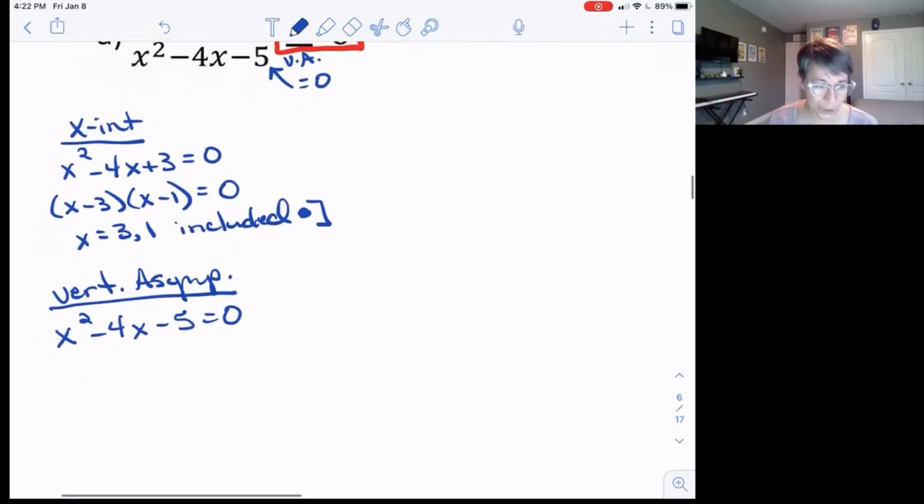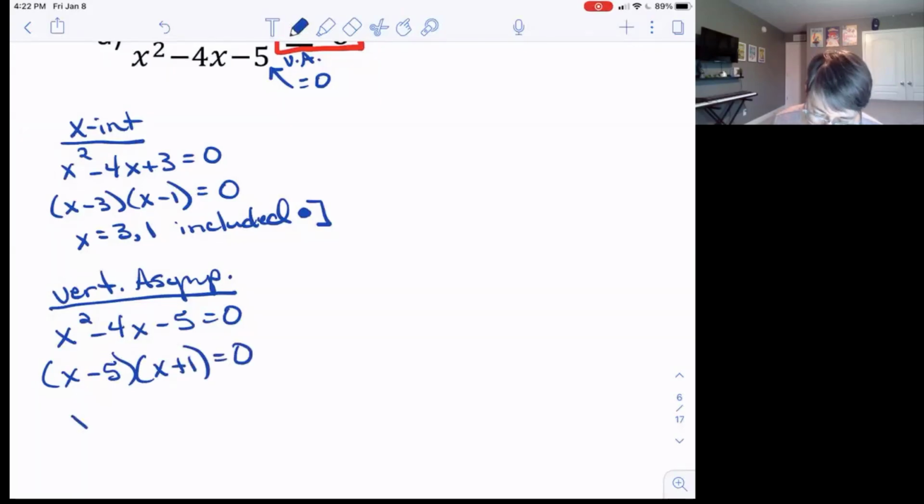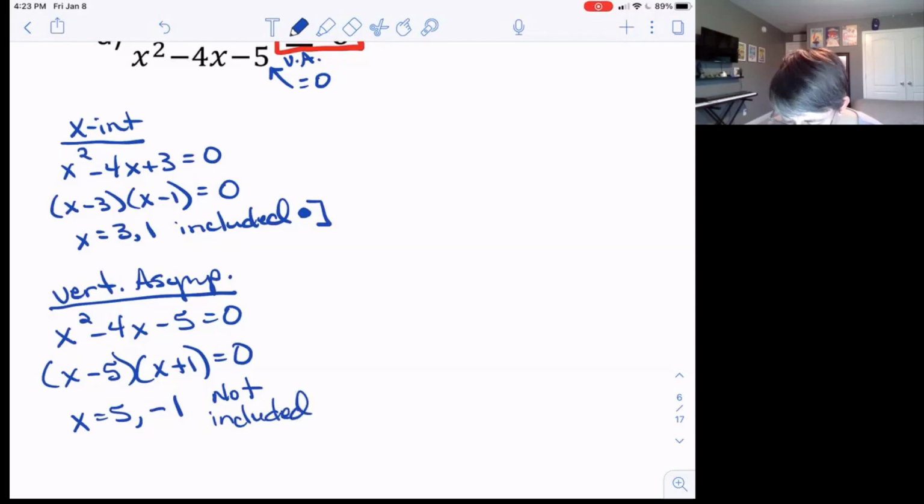Luckily, this one is also factorable into x minus 5 times x plus 1. And on this one, we get x equals 5 and x equals -1. But remember, these are vertical asymptotes. These are values that are excluded from our domain. So these are not included in our answer ever. So they will have the open circle or the parenthesis.